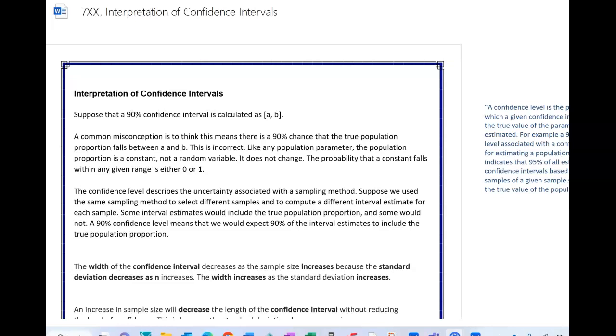Now, last time I saw you, I did mention that we're not talking about a probability of 90% that the population proportion, or whatever your level is, lies within that interval. And so that is really reiterated here. So you've got it in black and white. And there's the reason behind that.